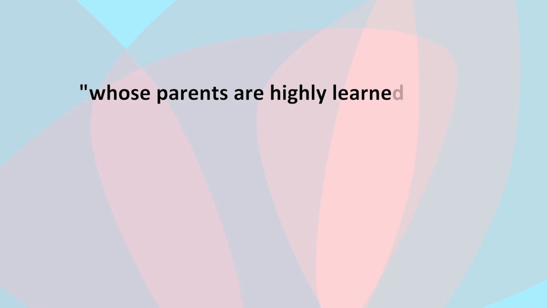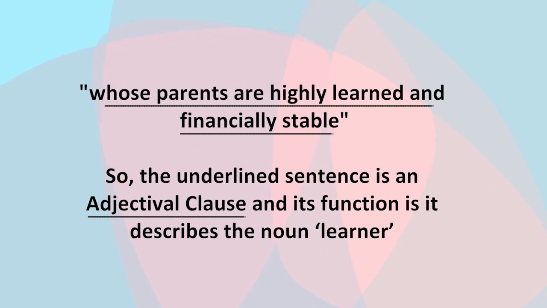The name of the underlined clause is adjectival clause. What is its function? You would also be asked the function. It is describing the noun learner. What has it said about the learner? It has told us that that learner has parents who are highly learned, and that learner also has parents who are financially stable. These are the things that help us to identify an adjectival clause.